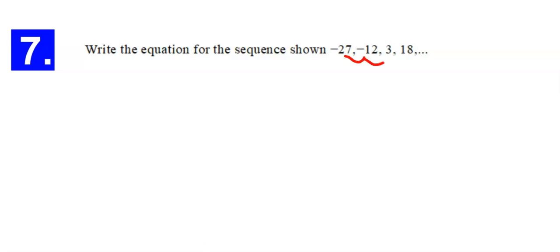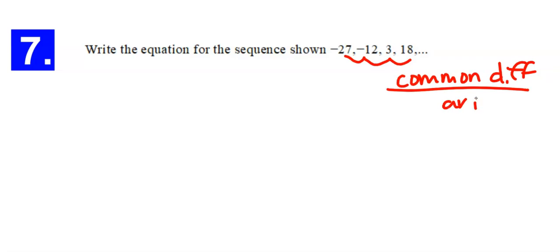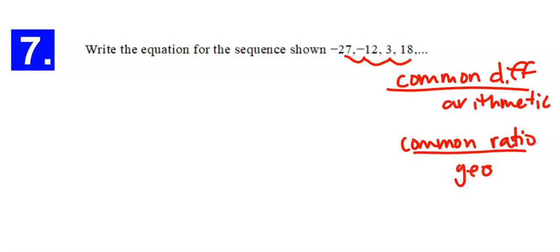For this example, you're asked to write the equation for the sequence shown. So the first thing you need to decide is if this has a common difference or a common ratio. If it has a common difference, then it's arithmetic. If it has a common ratio, then it's geometric. And how you can decide is by taking the second value, -12, and subtracting the first value, -27, to see what you get.